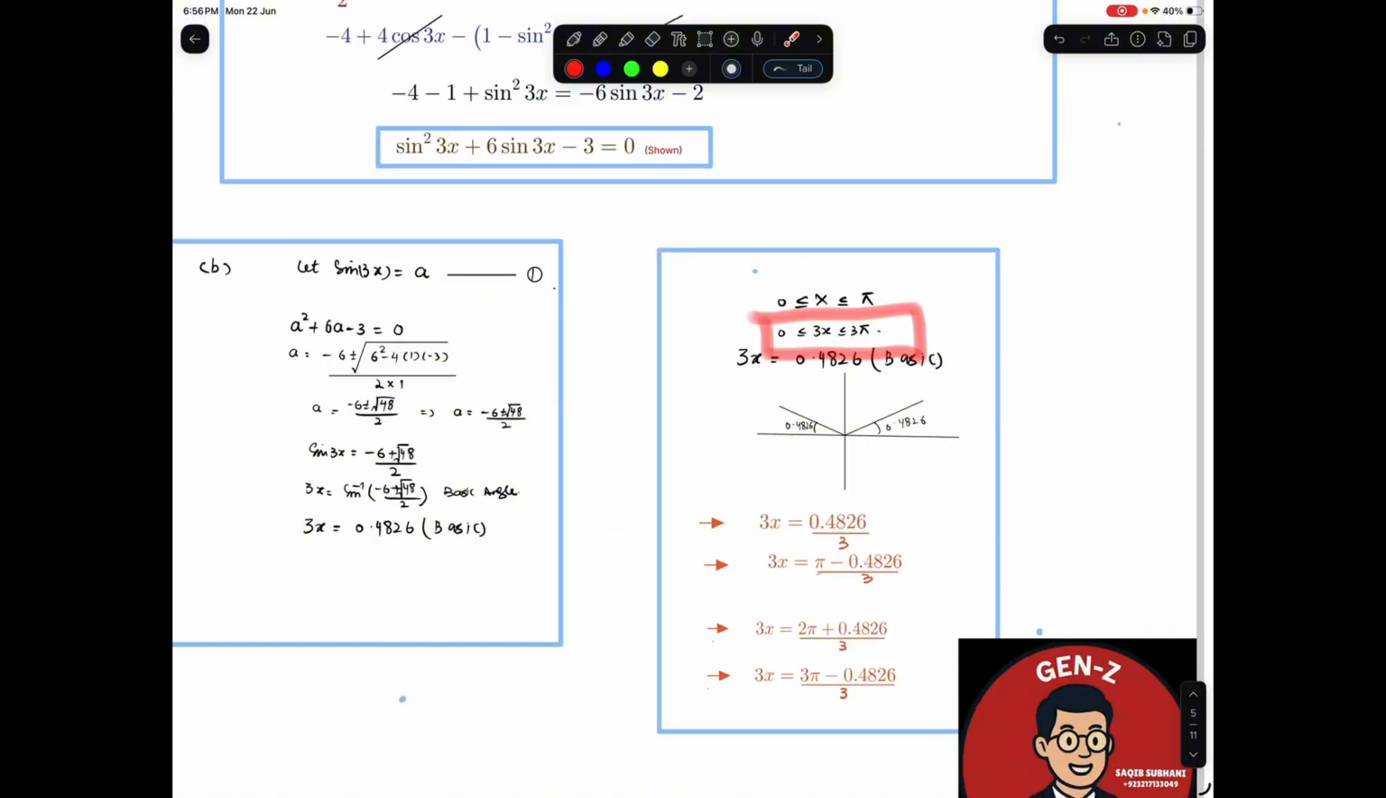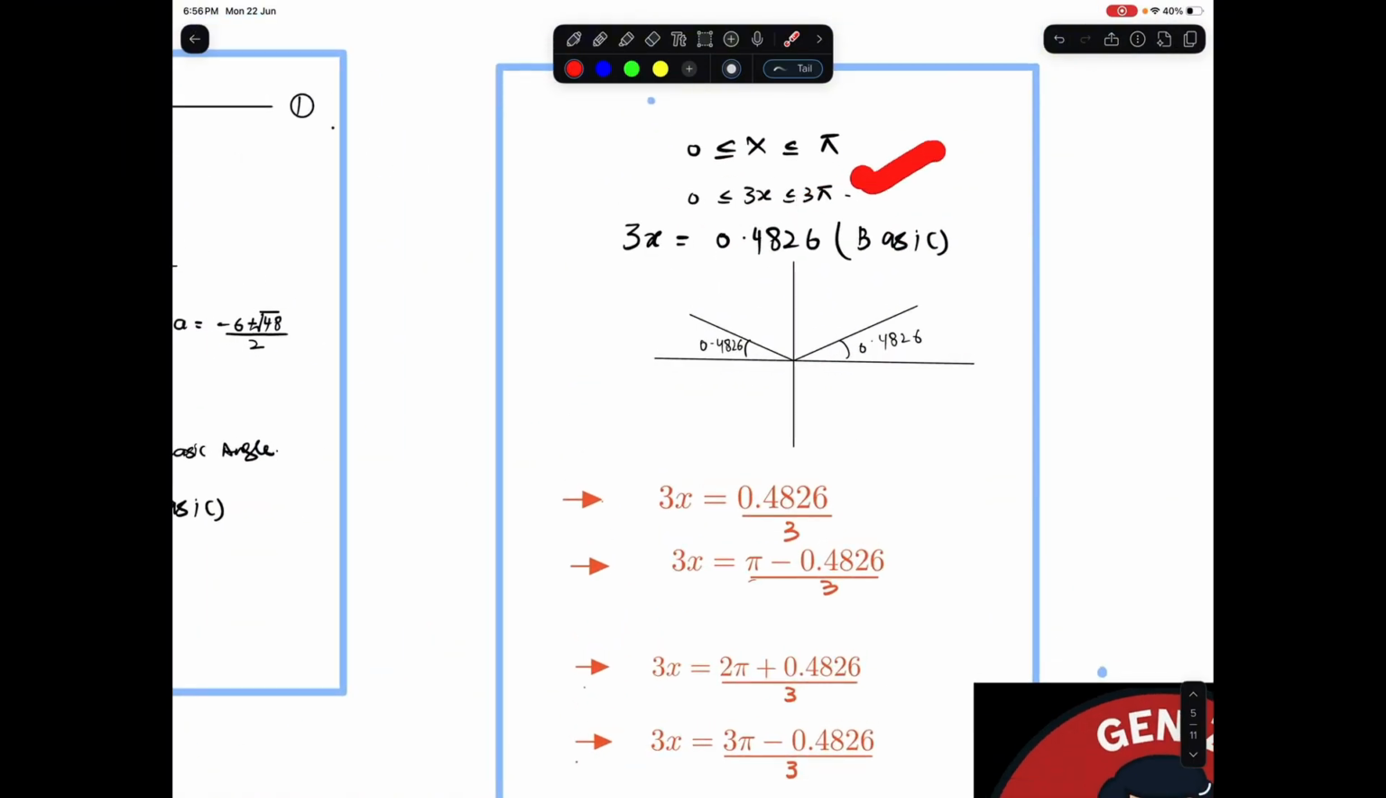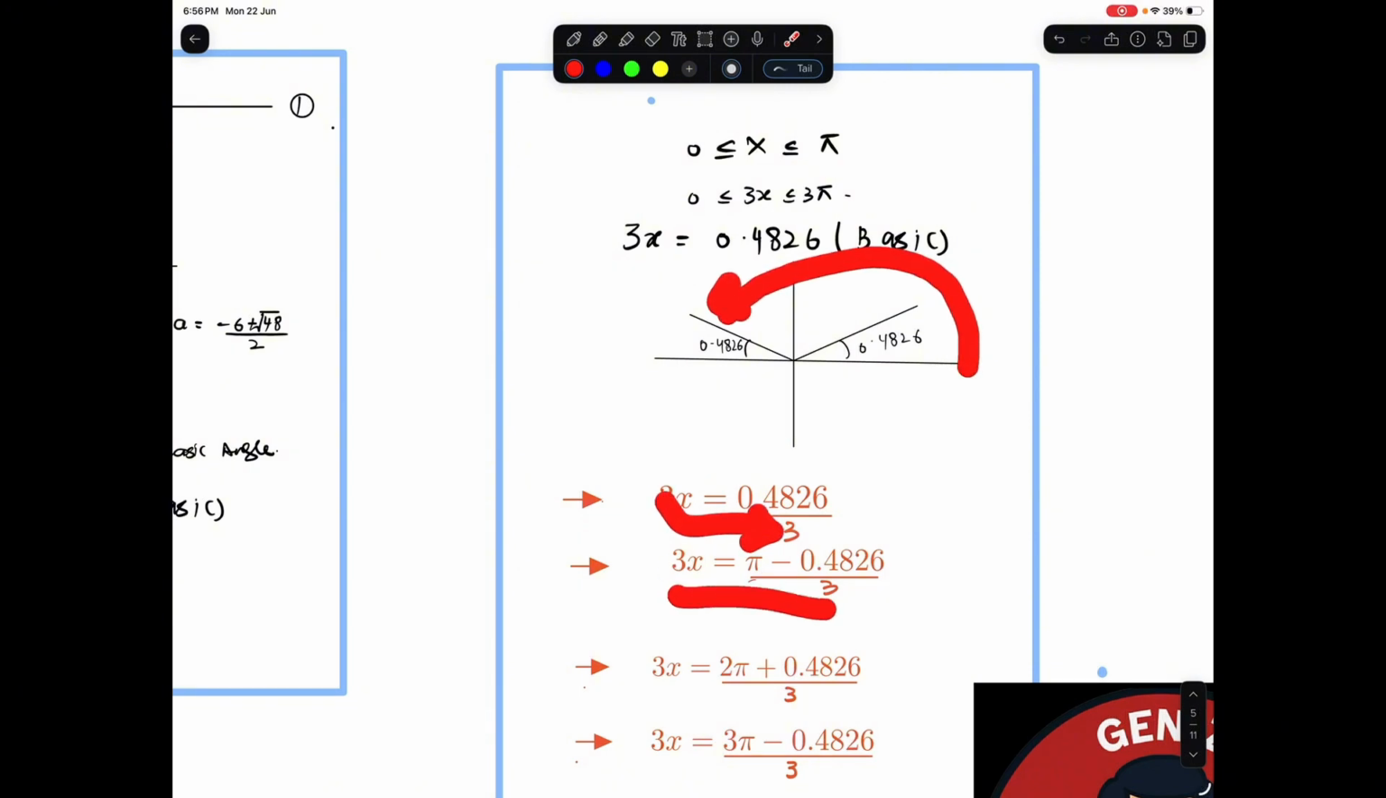हमारे पास 0 से लेकर 3π तक उसकी रेंज बन जाएगी. ये आपका बेसिक एंगल है, इससे हम क्वाड्रेंट सिचुएशन बनाएंगे. तो बेसिक एंगल में ये साइन पॉजिटिव है, तो ये भी साइन पॉजिटिव है. एक आपका एंगल ये हो जाएगा, दिस इज़ व्हाट 3x. सबको फिर 3 से एंड पे डिवाइड करना. एक आपके पास 3x इज इक्वल्स टू π माइनस दिस.